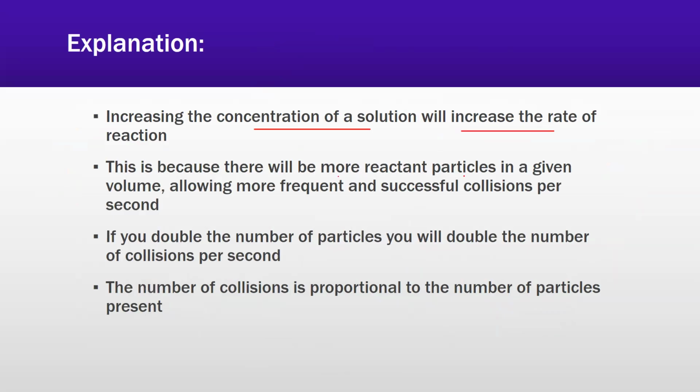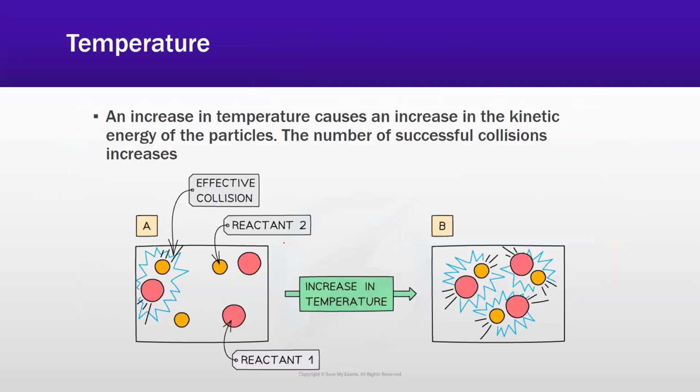This is because there will be more reactant particles in a given volume, allowing more frequent and successful collisions per second. If you double the number of particles, you will also find double the number of collisions per second, and the number of collisions is proportional to the number of particles present.